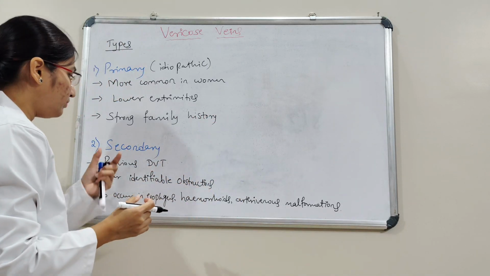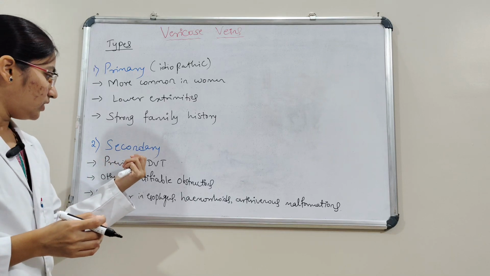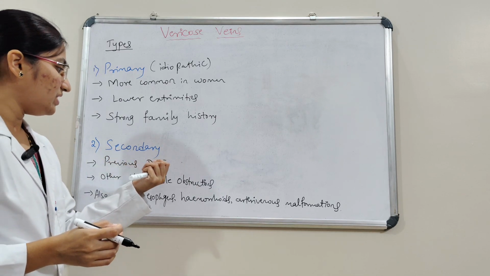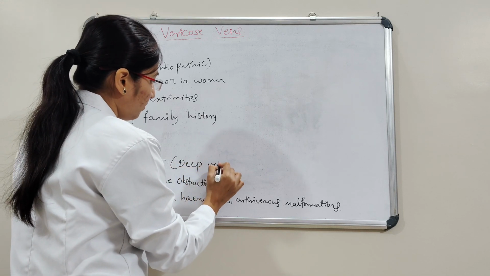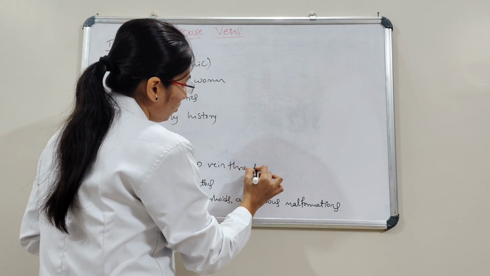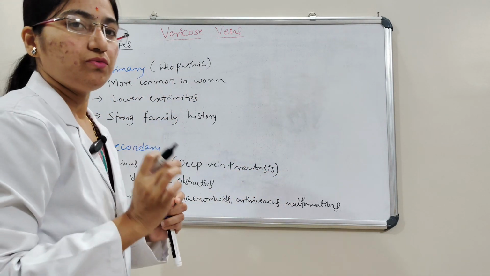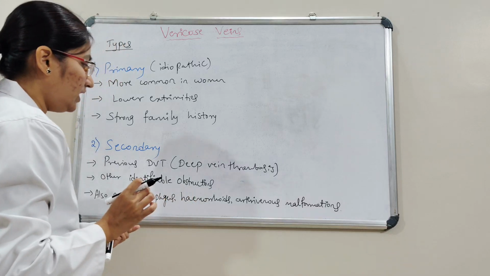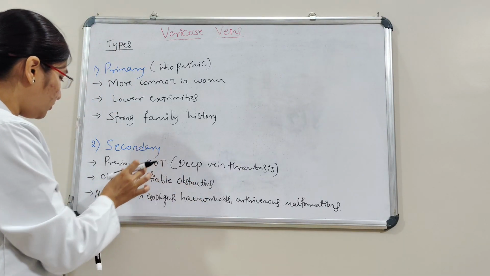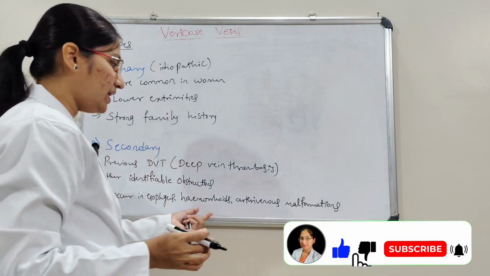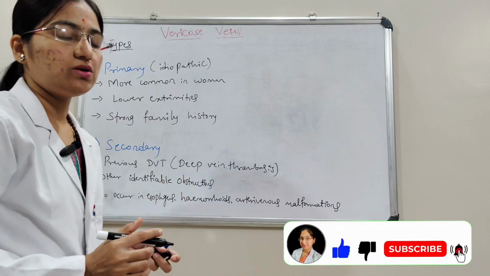And coming to the second type, this one is a secondary type of varicose vein, and here it is due to previous DVT, that is deep vein thrombosis. It's a serious condition where a blood clot forms in the deep vein, typically in the leg or arm. And then other identifiable obstructions also cause it, and it can also occur in the esophagus, hemorrhoids, and arteriovenous malformations. These are the types of varicose veins.